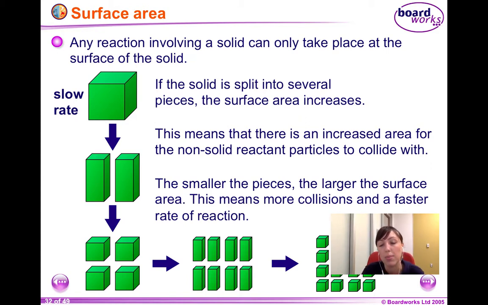Sometimes chemists want the reaction to go slow, so they'll put a large chunk of solid reactant in because they want the reaction to occur over a long period of time. But if you want the reaction to occur faster, then you would increase surface area by breaking that chunk up into small pieces.